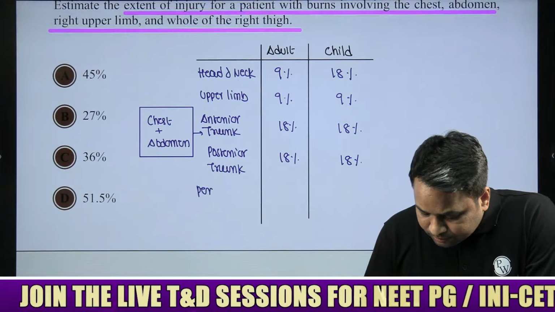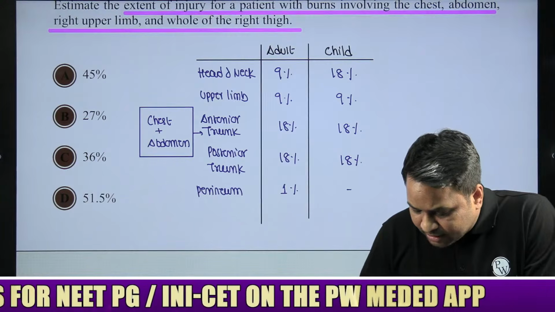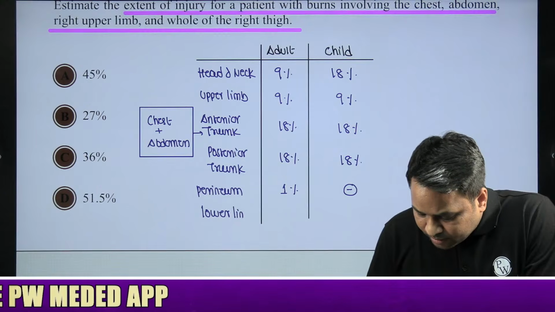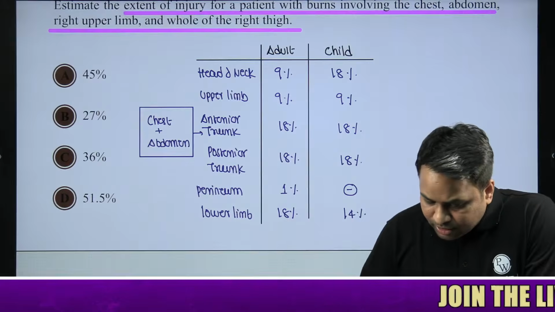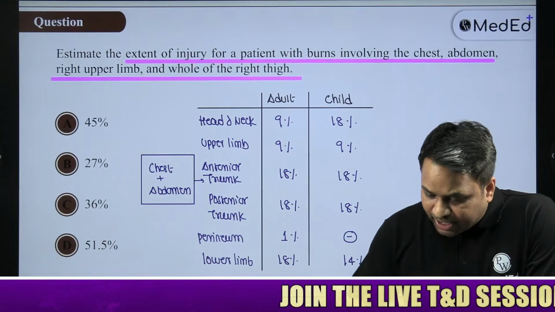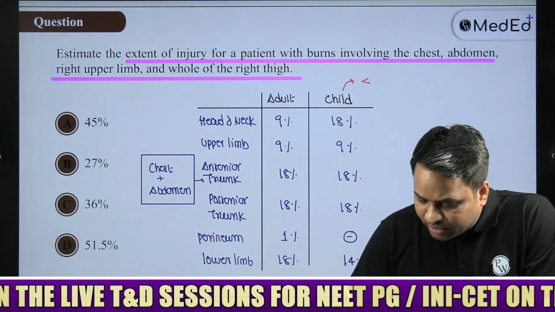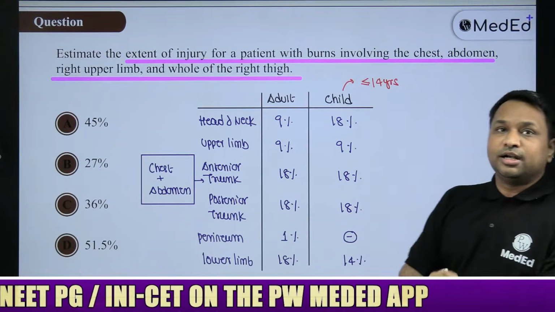Perineum. In adult, it is 1%. Child, it is non-existent. Then last is going to be lower limb. Adult is going to be 18% each. Child is 14% each, right? Now remember, child according to ATLS is age less than 14 years. Age more than 14 years will be considered as adult, right?